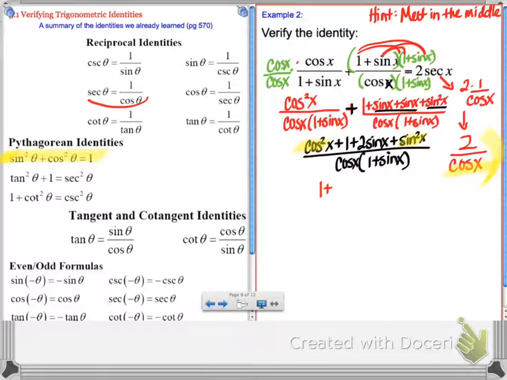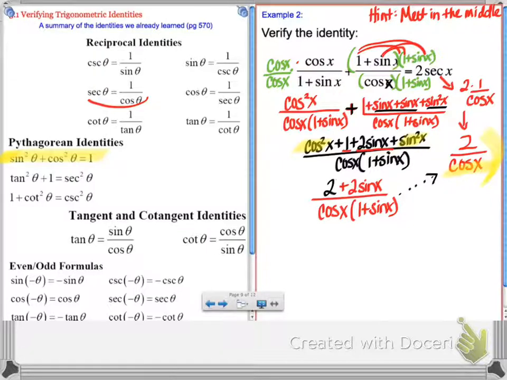So sine squared and cosine squared add up to 1. So I'm replacing those 2 things highlighted in yellow with 1. Everything else I'm copying down. 1 plus 2 sine of x, all over cosine of x, 1 plus sine of x. So the top is much simpler than it was. Simplify that out again.